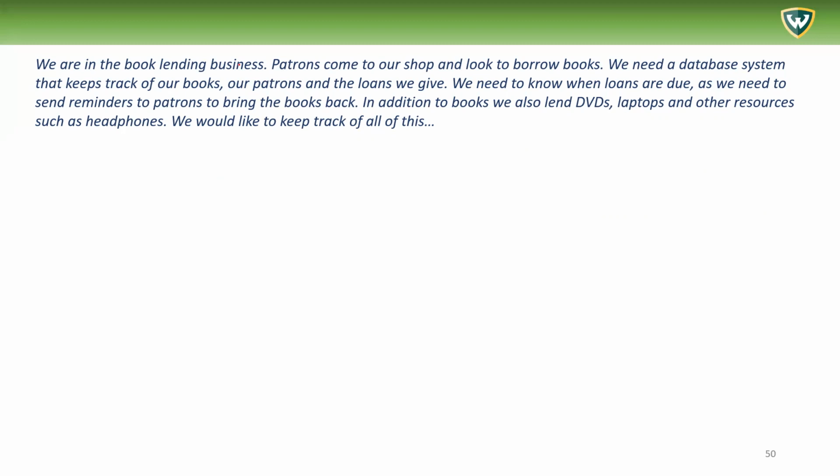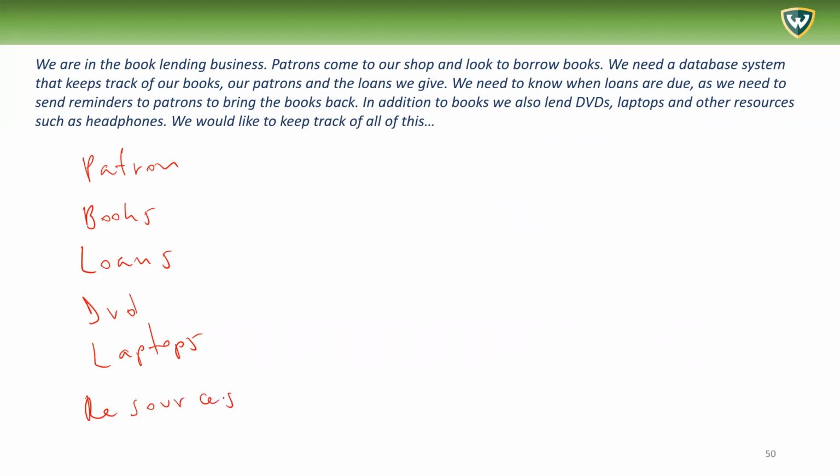So first we're going to look for entities. Maybe it's clear, maybe it's not, but I see patrons. So we have patron. I see books. I see loans. And I see maybe other things like DVDs, laptops, and other accessories, resources, other maybe resources in general. So here we begin identifying the entities.